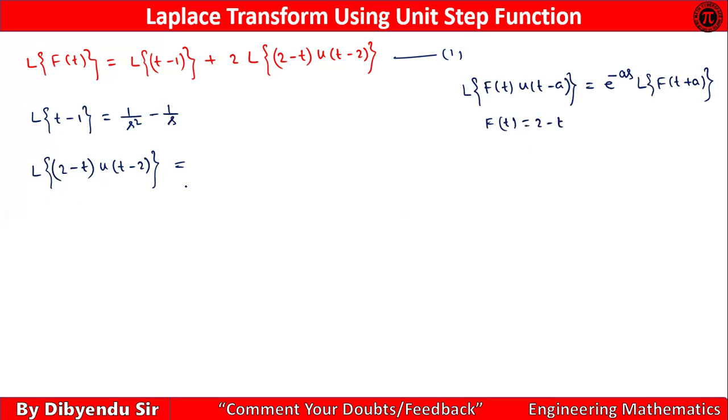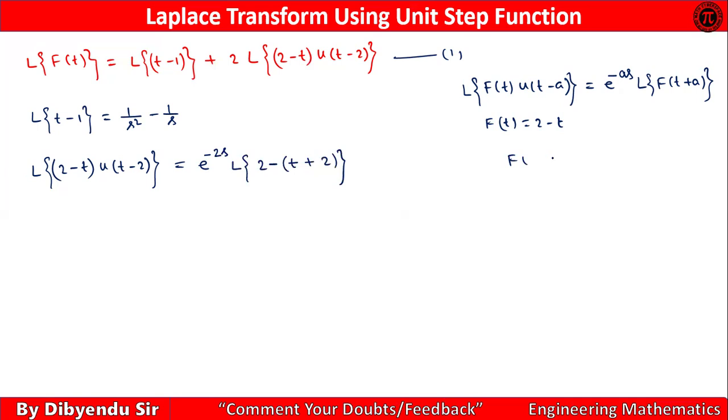That means you are getting e to the power minus, what is the value of a? A is equal to 2. So e to the power minus 2s into Laplace of f of t plus a. So what is the value of f of t? 2 minus t. So 2 minus t will be replaced by t plus 2. So 2 minus t plus 2. Yes or no?